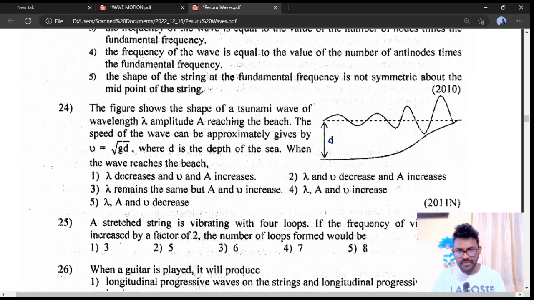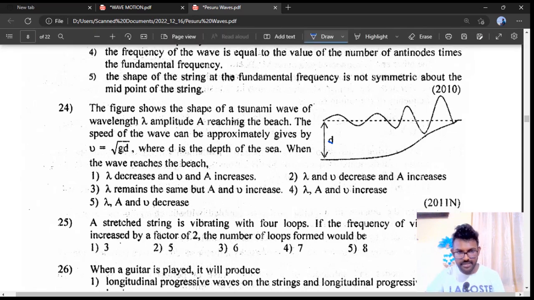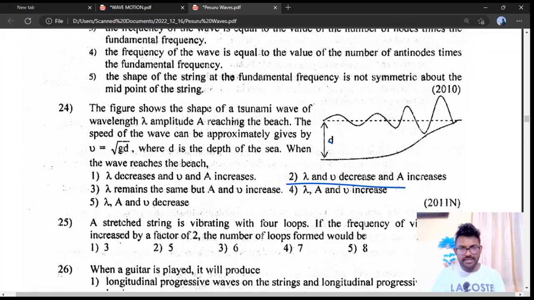Then the amplitude should increase. Wavelength decreases with the decreasing velocity. Then the amplitude increases. So you can see lambda, the wavelength, and the velocity: the velocity decreases and the amplitude increases. The answer should then be the second one, right? Yes. All right, so that's how you can find them out, right?